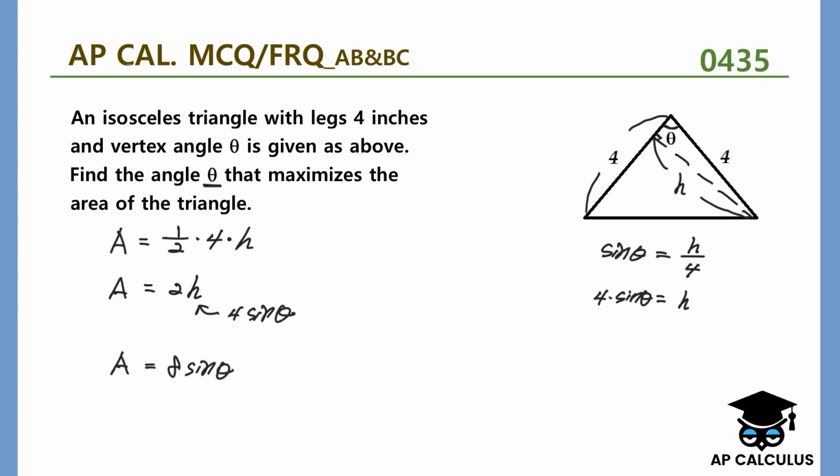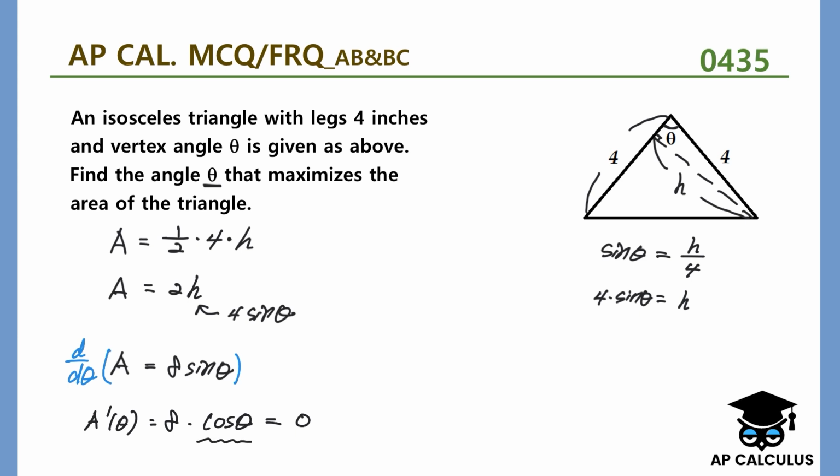One variable equation, right? So now let's differentiate this equation with respect to theta. So A prime of theta is equal to 8 times the derivative of sine, that's cosine, right? Set this equal to 0, right? And we're going to have to find the critical point.